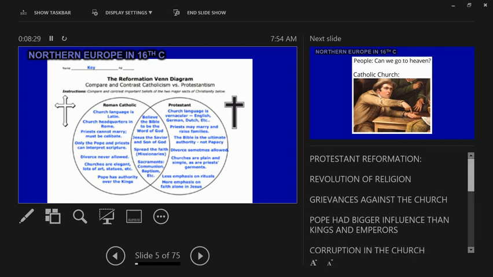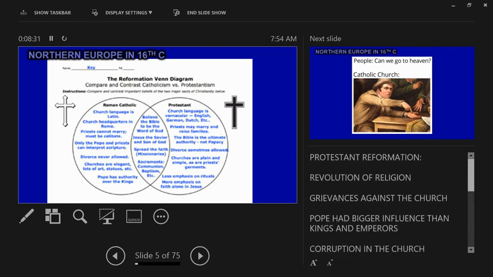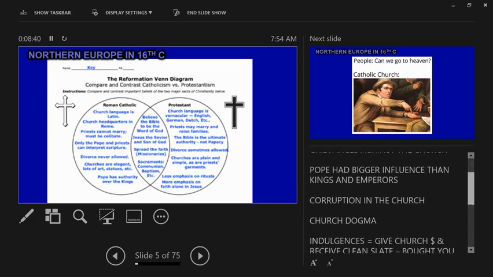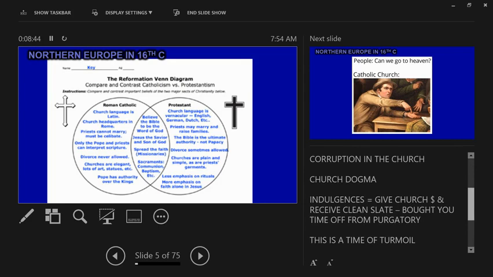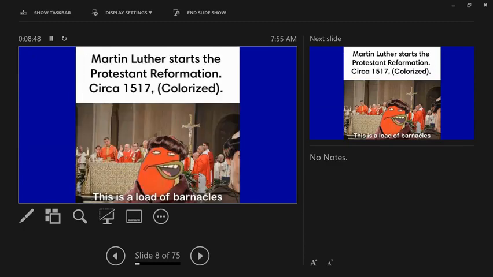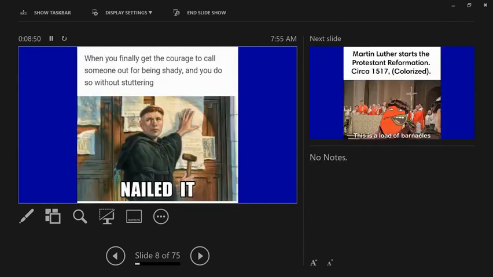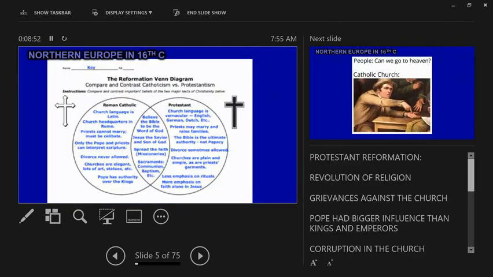One of the big reasons for the Reformation is that the Roman Catholic Church becomes very corrupt. And one of those corruptions is indulgences. So I want you to write down, let's see, it'll come in later. Indulgence.